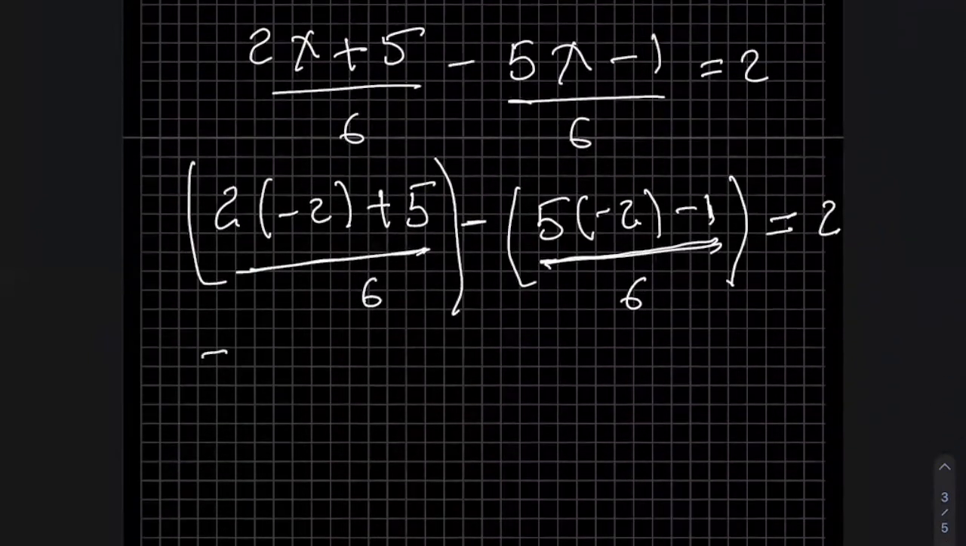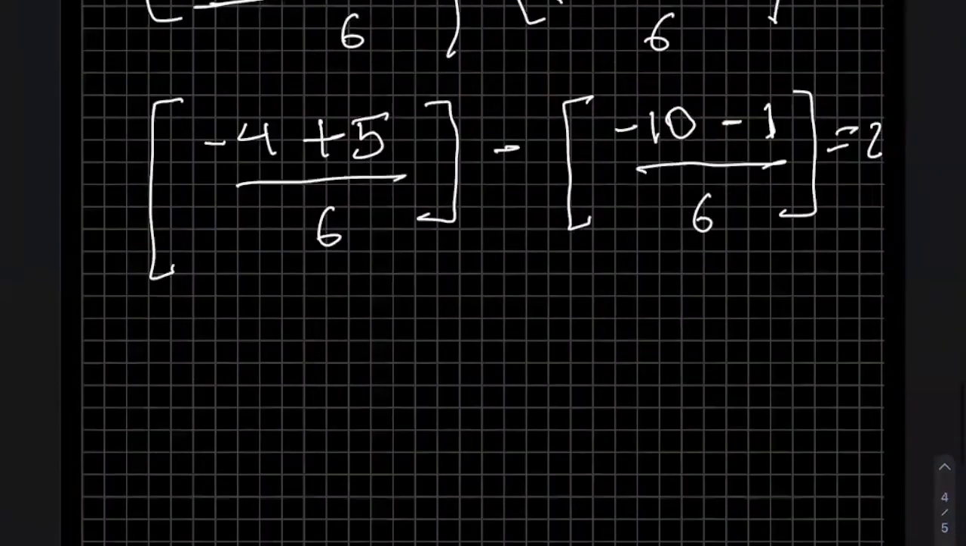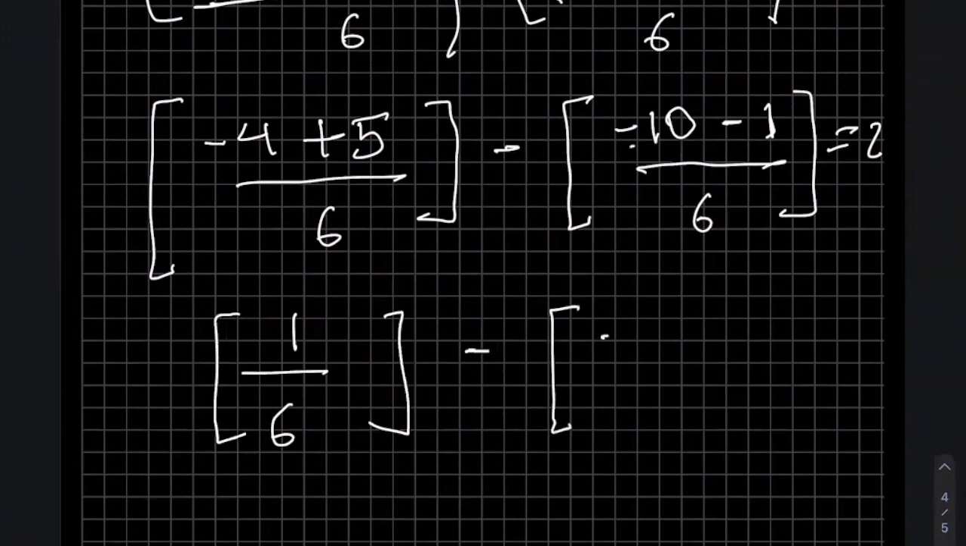So we have 2 times negative 2 is negative 4 plus 5 divided by 6 minus 5 times negative 2 is negative 10 minus 1 divided by 6 is equal to 2. We have 1 divided by 6 because negative 4 plus 5 is 1 minus negative 11 because negative 10 minus 1 is negative 11 divided by 6 is equal to 2.